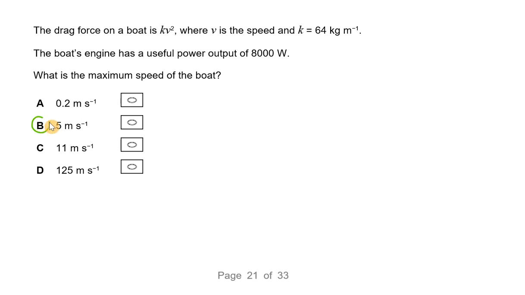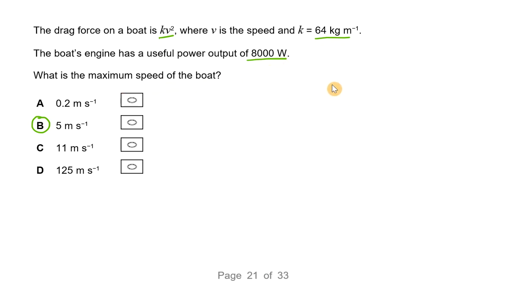If you've got the answer B, well done. Here's my explanation. The drag force on a boat is kV squared, where V is the speed and K is 64 kilograms per metre, so K is a constant value. The boat's engine has a useful power output of 8,000 watts. What is the maximum speed of the boat?